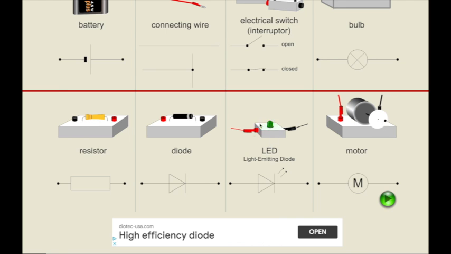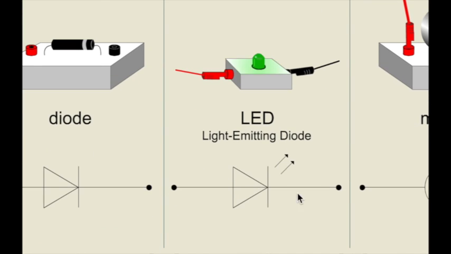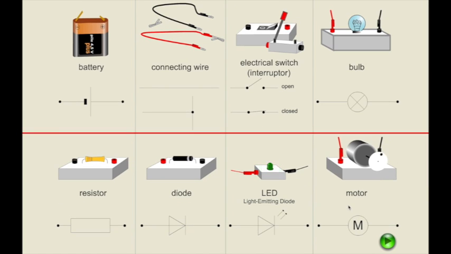For an LED, here is the symbol. You'll see the two little arrows here that are helping us know that this is a diode that is emitting light. And then finally, the picture of a motor here that's spinning with the capital letter M. Okay, these are 8 symbols. I am hoping that you are able to learn these and master them for today's lesson.